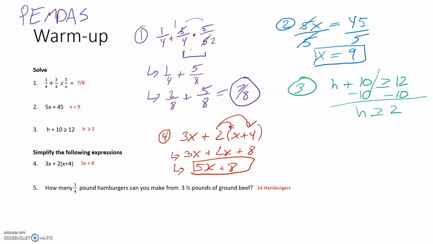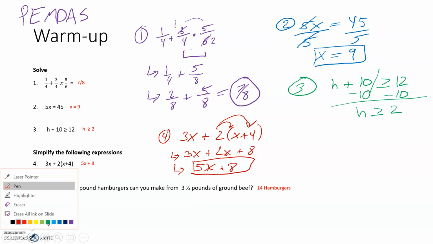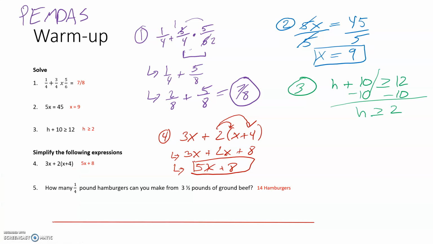All right, number 5. Number 5 is actually just a division problem. So how many 1/4 pound burgers can you make from 3.5 pounds of beef? All right, so I have 3.5 pounds of ground beef. I go and buy this packet of ground beef. If I wanted to make hamburgers that are 1/4 pound, I'm gonna have to divide that big package of meat into smaller burgers so that each burger is 1/4 pound. And that's how you know it's division, right? And I'll see how many hamburgers I get out of that.